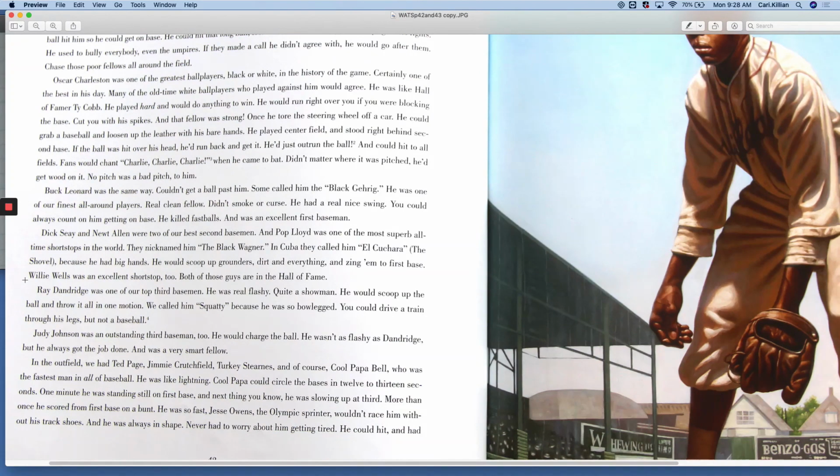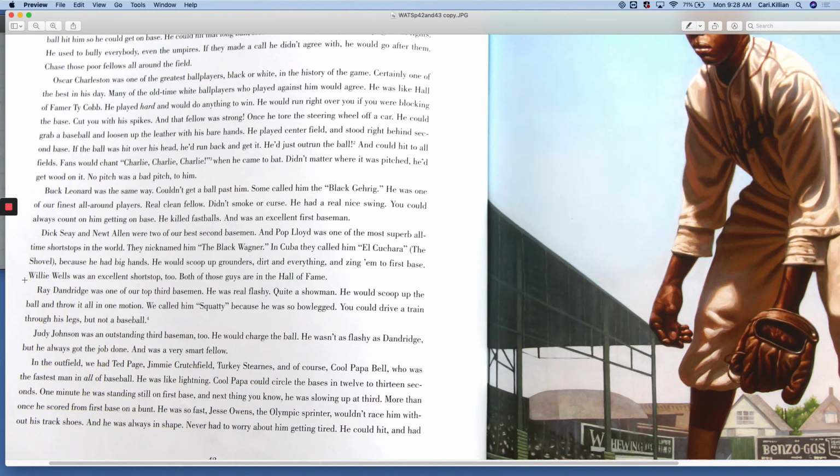Dick Seay and Newt Allen were two of our best second basemen, and Pop Lloyd was one of the most superb all-time shortstops in the world. They nicknamed him the Black Wagner. The Black Wagner is a great player for the Pittsburgh Pirates who could play almost any position.